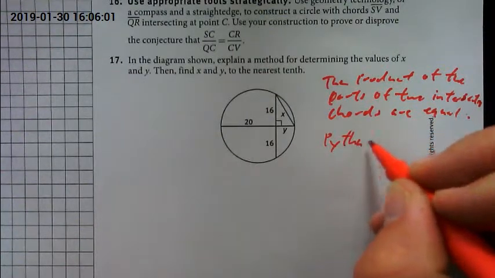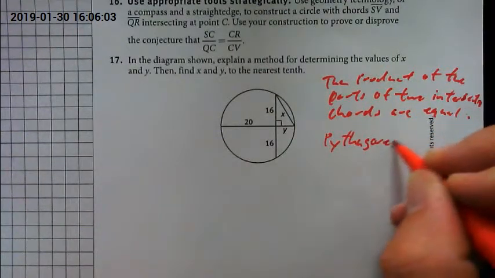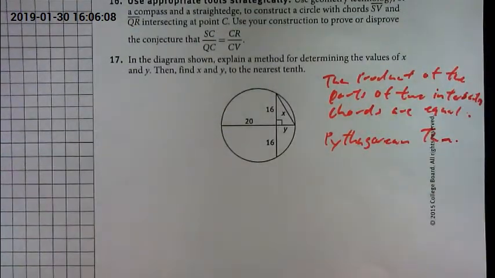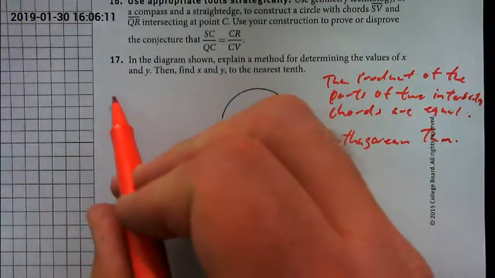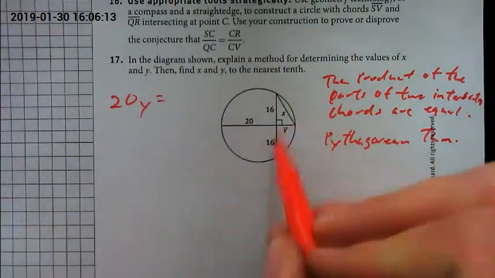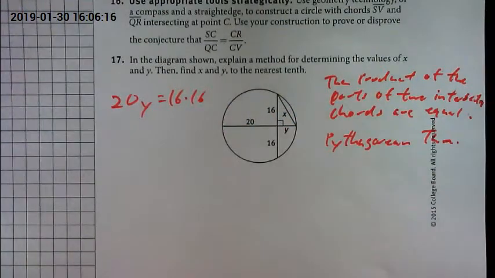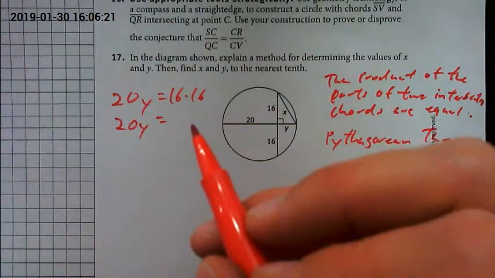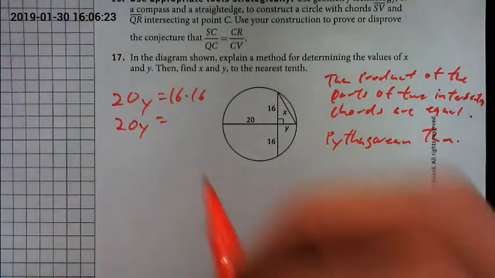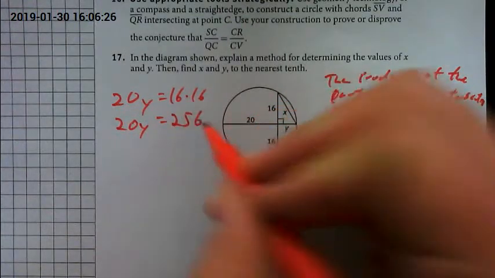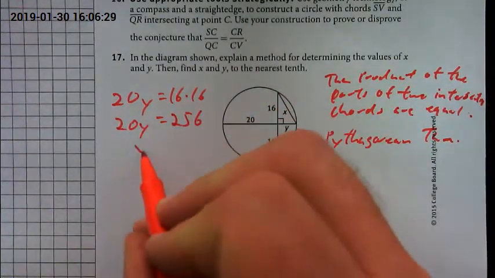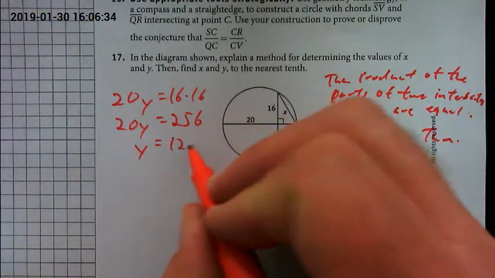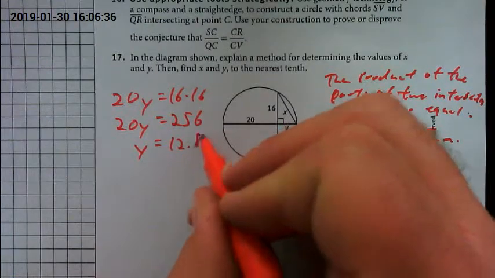So, second part. Yeah, the first part of the question asked how would you solve it. So, that's how you'd solve it. To find y, we have 20 times y equals 16 times 16. So, we have 20y. 16 times 16 is 256. Divide 256 by 20. So that's going to give us 12.8, you said?